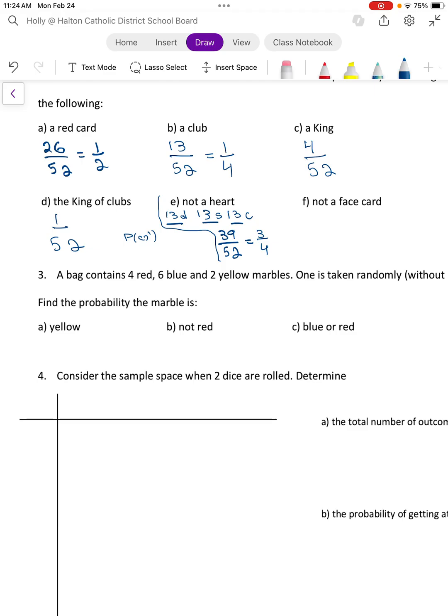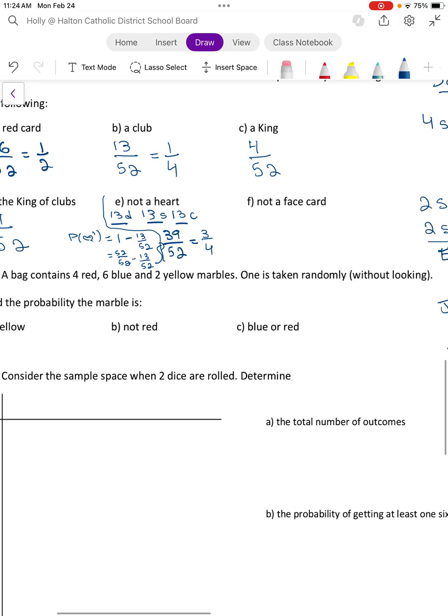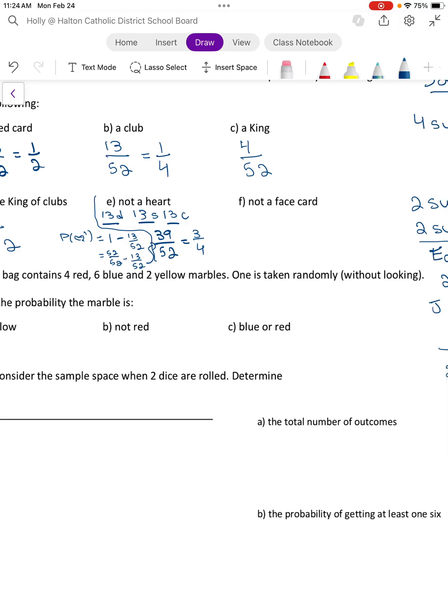If you wanted to do it the complement way, the probability of not a heart would be 1, which is the whole, minus the hearts, which is 13 out of 52. I have 13 hearts out of my 52 cards. So 1, which is my whole, minus 13 over 52. You need to find a common denominator, and you end up with the same answer there. Either way is fine.